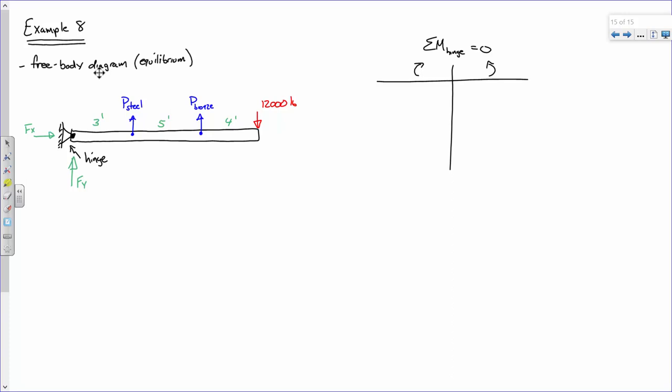Okay. All we care about is what's going on over here. So I take each force one at a time. Does that P steel cause moment at the hinge? Yeah, right? Now, do I put that on the left side of the table or the right side of the table? I'm at the hinge, right side. And what's the moment arm from the hinge? 3 feet. There we go. So P steel times 3 feet. Okay. What about the bronze? Does that cause moment? All right. And left side or right side? And from the hinge? 8 foot. So P bronze times 8 foot.